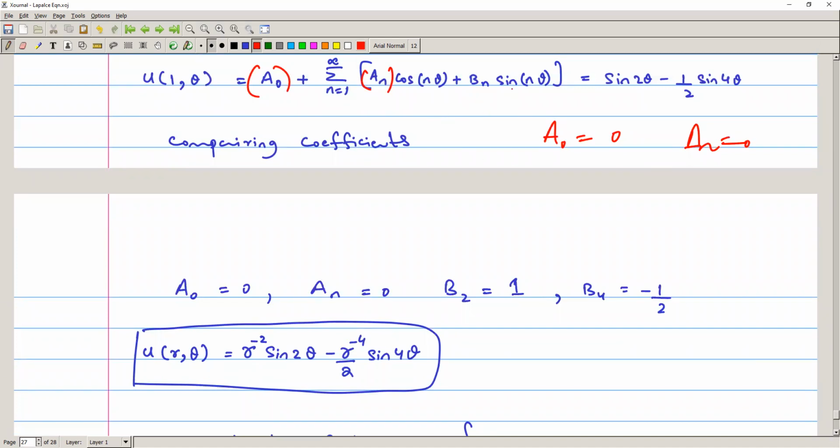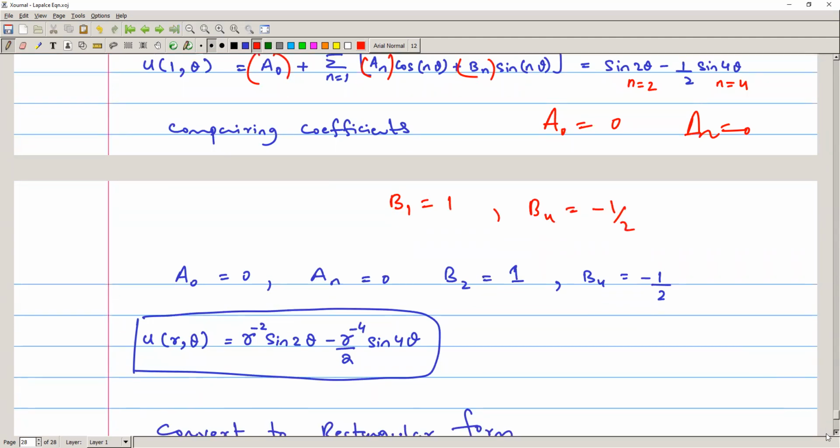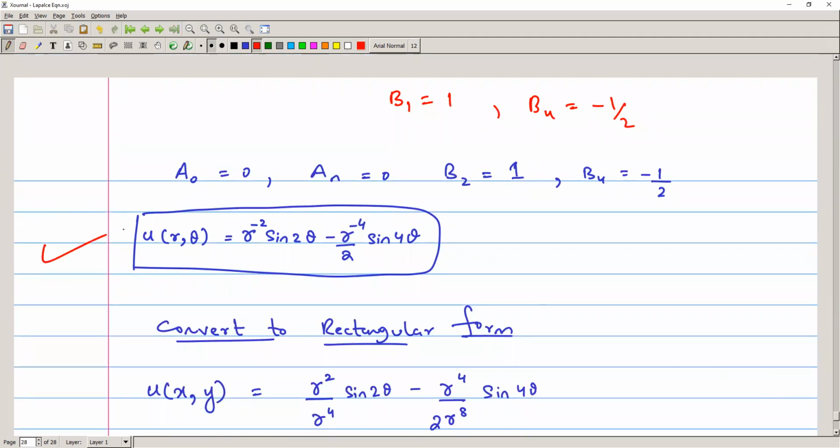Only what we are going to get is bn, and bn for what? For n equals 2 from here, and n equals 4, right? So we can see that b2 is equal to 1 and b4 is equal to negative half, right? So it's simple. Now we can construct the final solution.